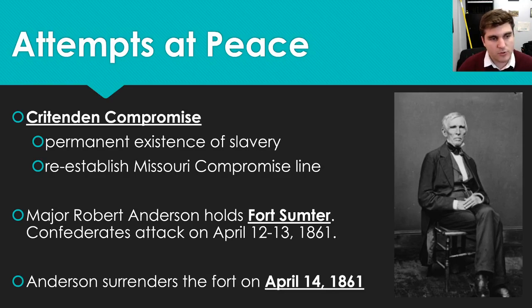And that stalemate would do two things. It would guarantee the permanent existence of slavery in the South, and then it would reestablish the Missouri Compromise line. So basically, any territories that the United States would expand into would still, under the Missouri Compromise, anything north of 36°30' would be free. Anything south of 36°30' would be slave.